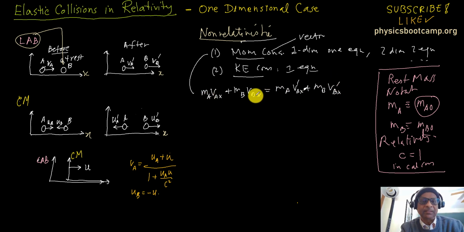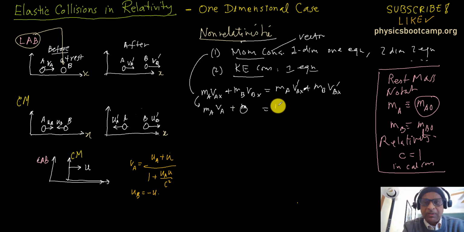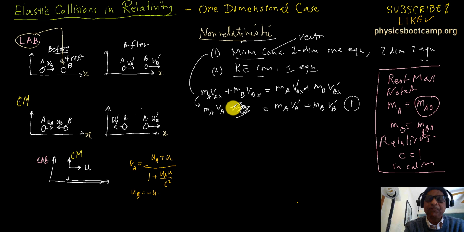So along the x-axis, this equation then becomes ma, everything to the right here. I'm just going to write in terms of the symbols given here: ma va plus 0 equals ma va prime plus mb vb prime. So this is going to be my equation 1. Of course, this thing can be erased, right?